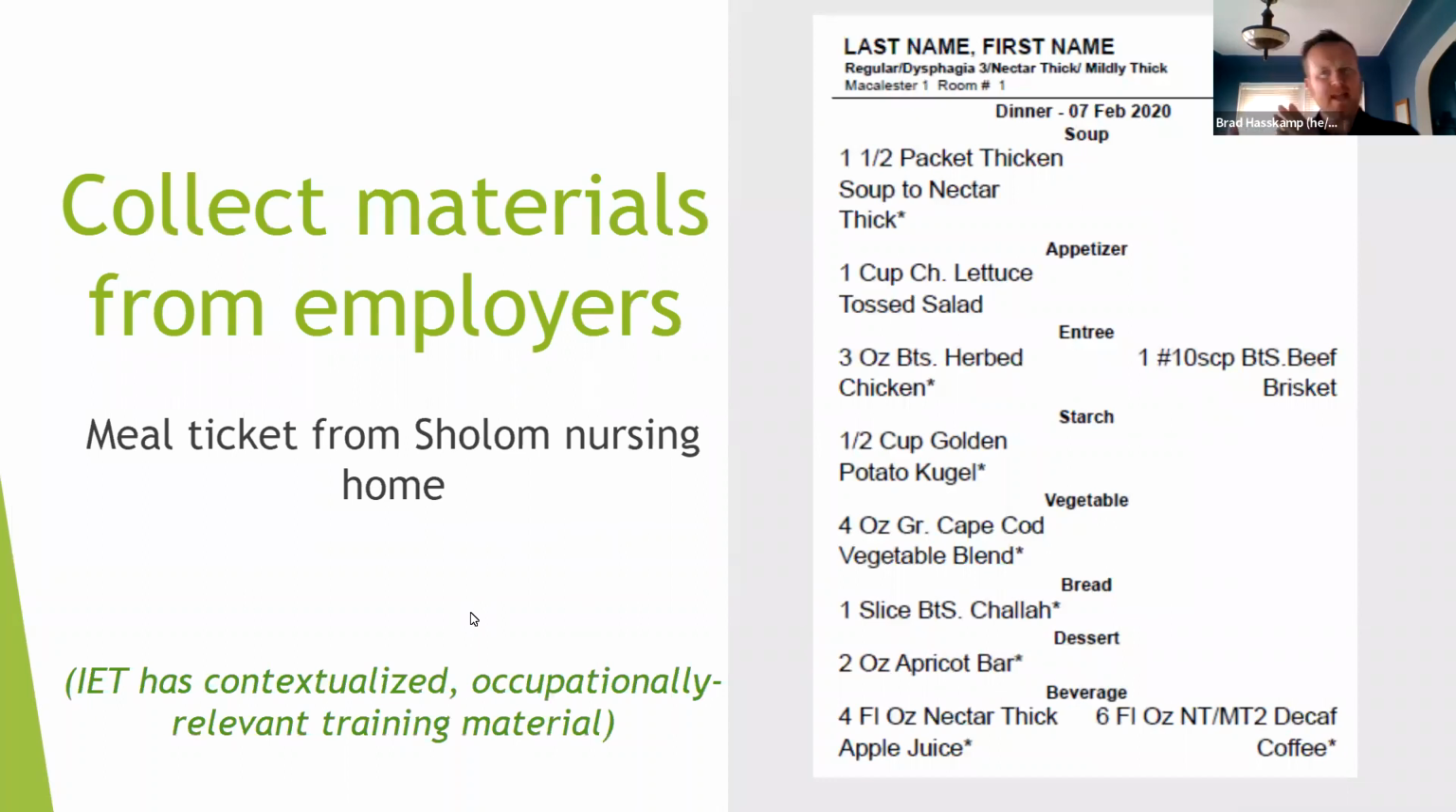And let's dive into that career-specific piece. I told you I was going to dive into that as part of this example. So we talk about an IET needing to have contextualized, occupationally relevant, or even directly from the employer types of materials. And here you can see they did get one from the Shalom Nursing Home, where this is a sample meal ticket, and they have to break this down, and they teach the reading skills. How do you actually even read this? And what does this mean?